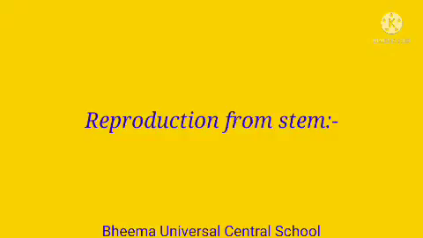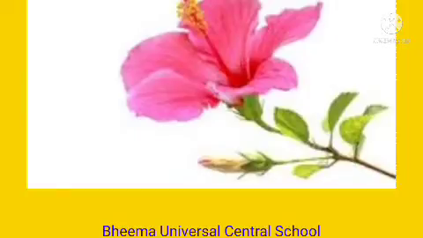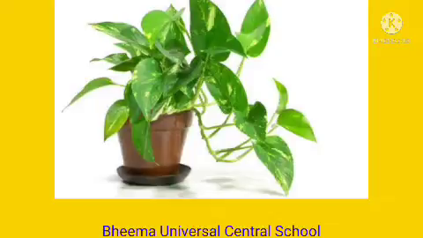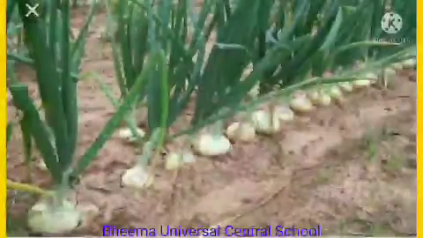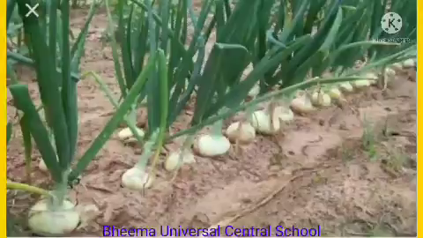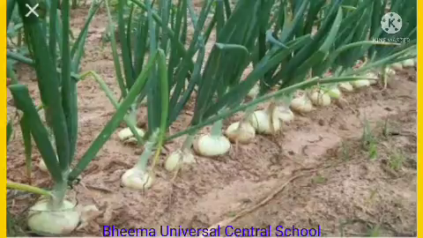First one is reproduction from stem. The stems of rose, hibiscus and money plant can be used to grow new plants. Potatoes, ginger and onions are examples of underground stems. These can also be used to grow new plants.